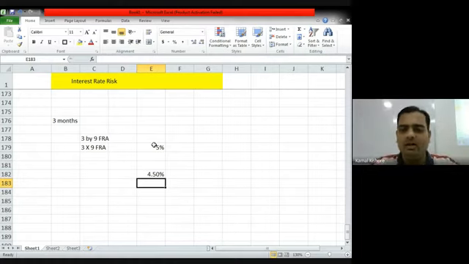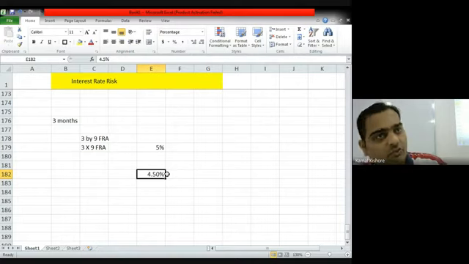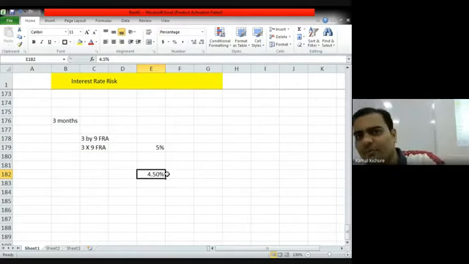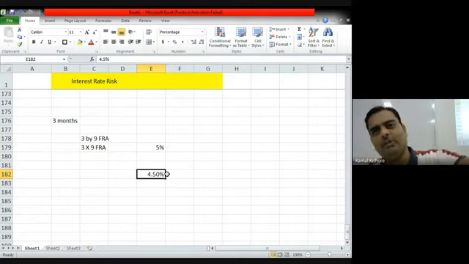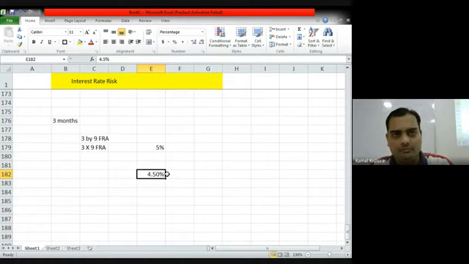So what will happen now? Let's say after 3 months, money is coming in. In the market, the rate is 4.5%. I'm investing for 4.5%. The bank is going to give me only 4.5%. Balance 0.5% I'm getting from the other party. Getting it? Similar is for the loans also.